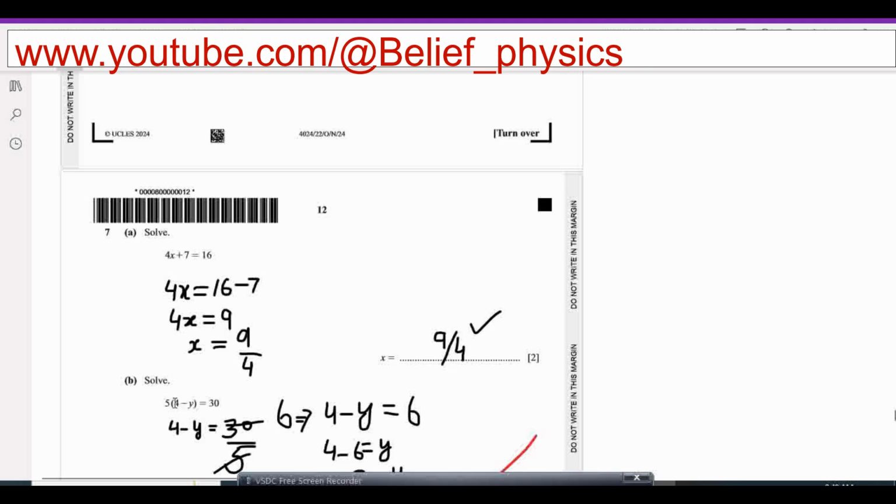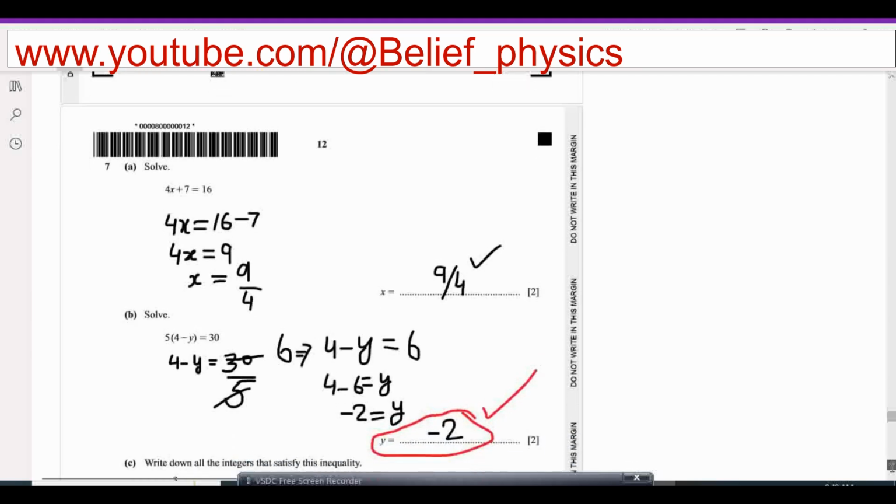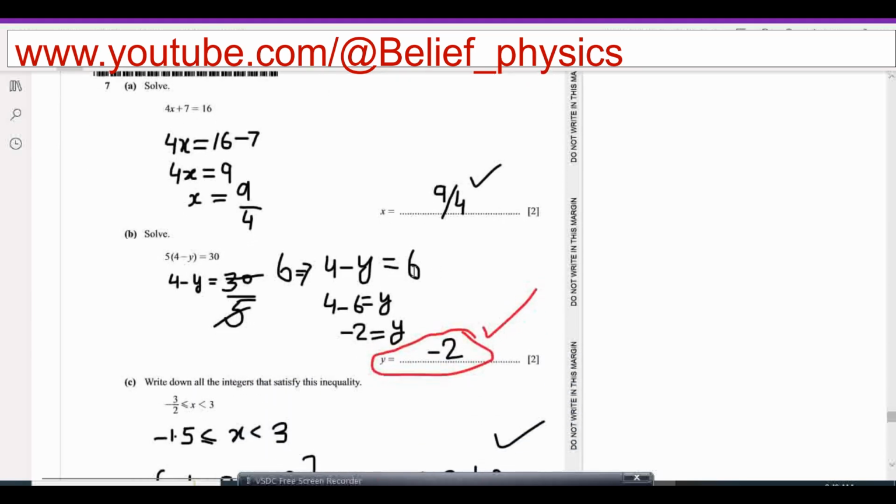Next is 5. Solve 5 into 4 minus y is equal to 30. Shift the 5 to the right side, it becomes 30 over 5. 30 over 5 is 6. So 4 minus y is equal to 6. Or you can write it like that: 4 minus y is equal to 6, or 4 minus 6 is equal to y. When we shift this 6 to the left hand side and y to the right hand side, this becomes 4 minus 6 is equal to y, or minus 2 is equal to y. So y is equal to minus 2 is the answer.